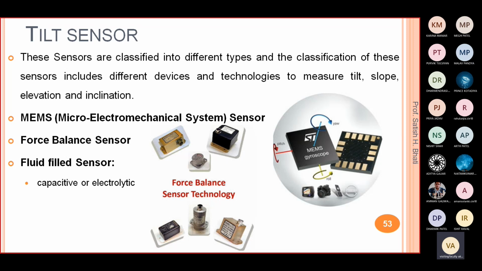The common types of tilt sensor can be classified based on what technology they use for manufacturing or operation. Based on that, we can classify three types of tilt sensor. The first one is the MEMS sensor. MEMS means micro electromechanical system. In that sensor, we use both electronics as well as some mechanical structure or mechanism. The second type is the force balance sensor, and the third one is the fluid filled sensor, in which we fill some material inside the sensor. We have not seen that in detail yesterday.